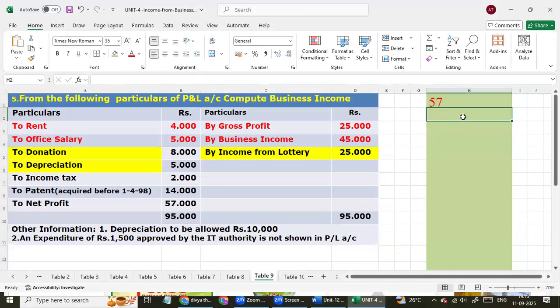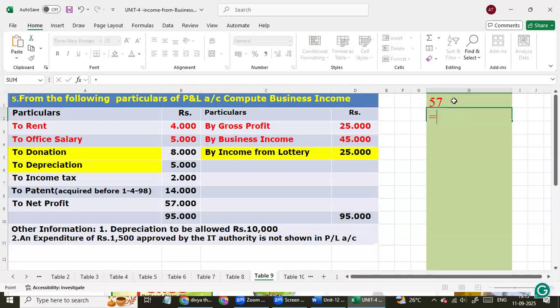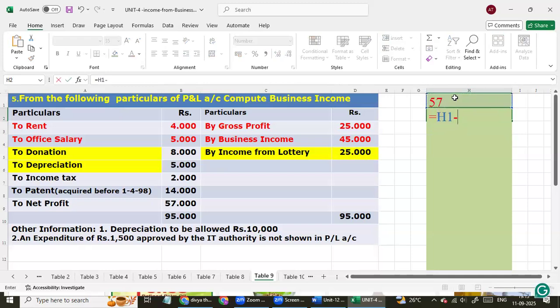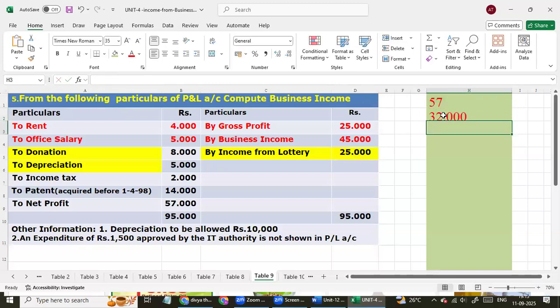So my net profit is 57. The first thing I will do is find out what income is not allowed. Income from lottery is not my regular business activity. So from 57, I will reduce the income which is not allowed. Lottery, I'll not add as income. So 57 minus 25, my answer will be 32 as my income.